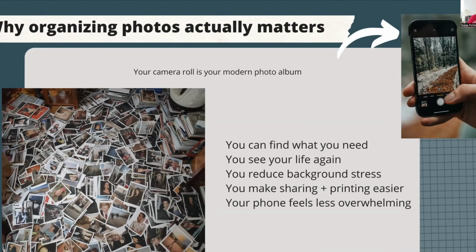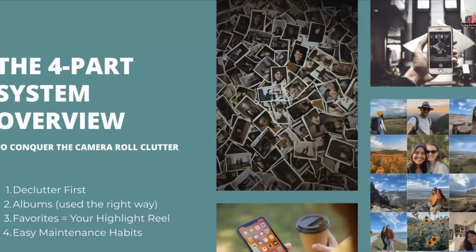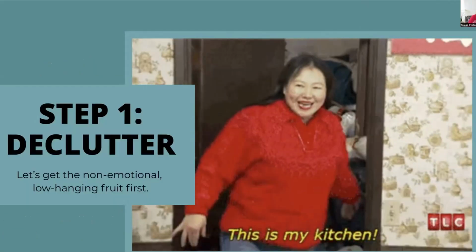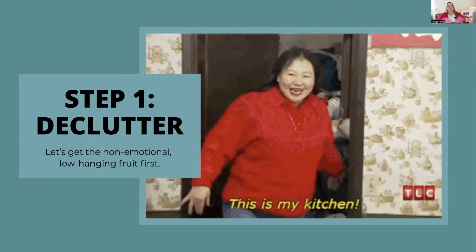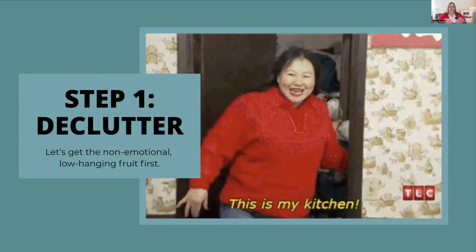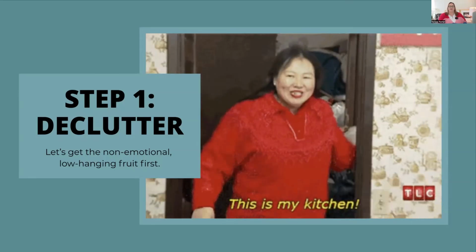So how can we make the phone less overwhelming? I've got 4 steps, and I'm going to go through them with you right now. The first step is called decluttering. If you're seeing my slides right now, this is my favorite slideshow GIF because how many of us feel so proud of the things that we have in our camera roll and we go to use it and it looks like a hoarder's kitchen.